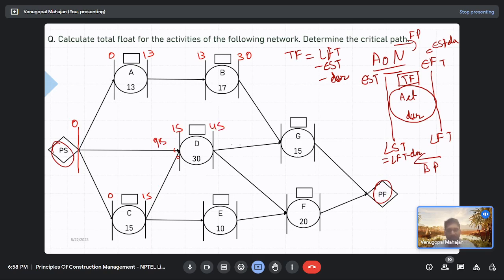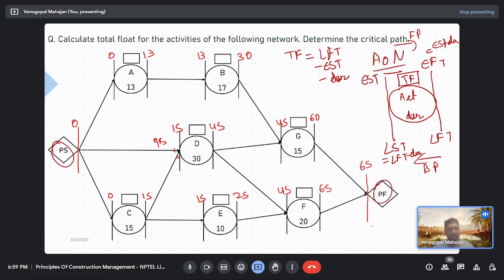15 plus 30, 45. What about activity E? It can start at 15, right, and finish by 25. What about activity F? Either it could be 45 by this arrow or 25 by this arrow. So taking the maximum one, 45. 45 plus 20, 65. Coming towards G, either it could be 30 or 45, right? So we'll take the maximum one, 45. So this becomes 60. So when does your project finish? Either 60 or 65. So earliest you can reach by 65. Hopefully you guys can follow the forward pass.